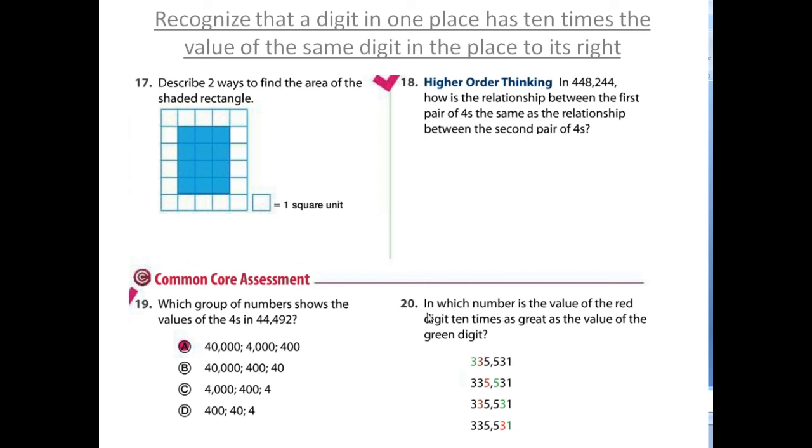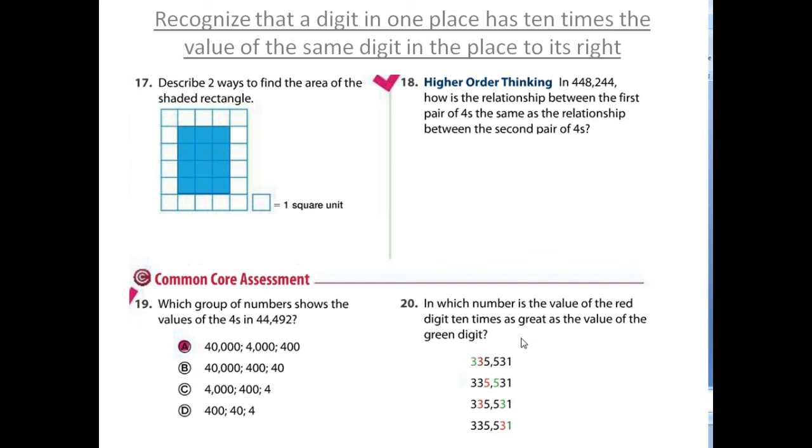Question 20. In which number is the value of the red digit 10 times as great as the value of the green digit? As you know, guys, the rule we studied before. If you want to say that the value of the digit is 10 times the value of the second digit, they should be beside each other and nothing separates them. But here we should focus on the color. He said the red digit is 10 times as great as the value of the green one. Means that the value of the red should be greater than the value of the green. Why? Because it's 10 times as great as the value of the green.